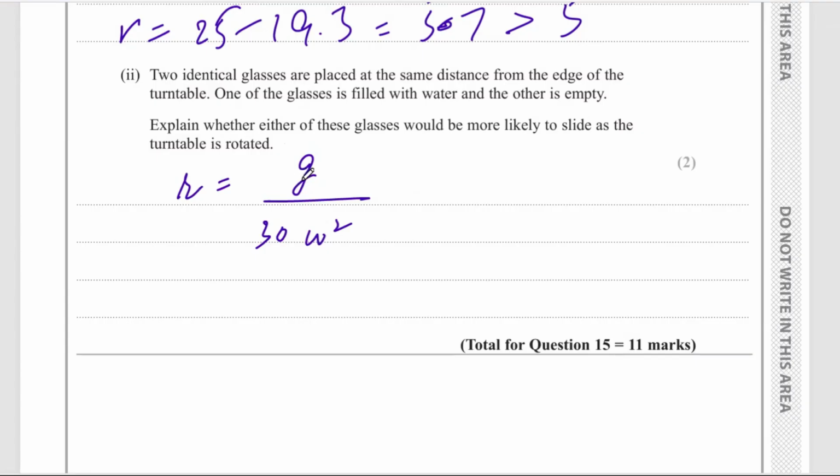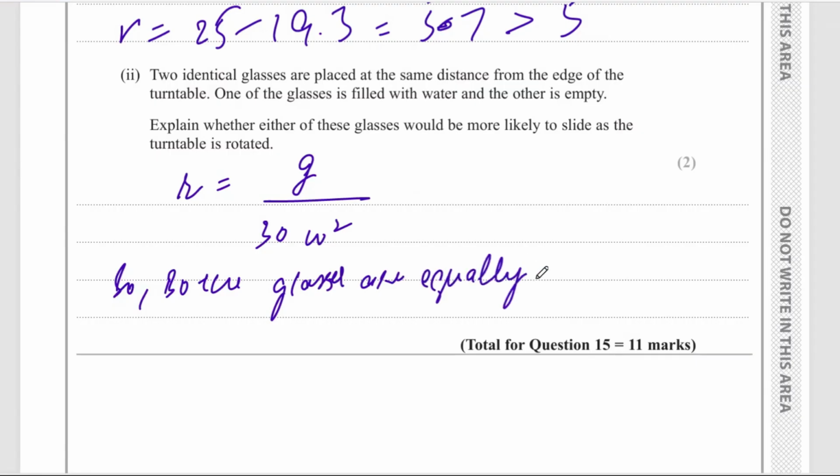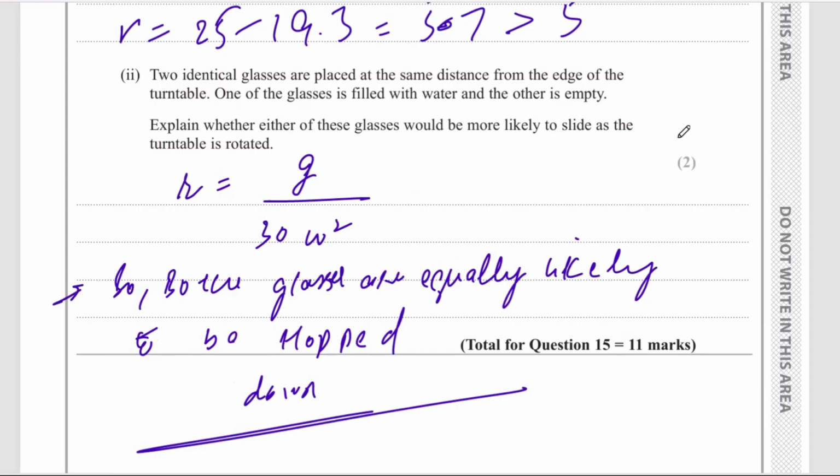No, right? So what does that mean? Since the radius is not dependent upon the mass, both the glasses would be equally likely to slide because they're not really affected by the mass. Okay. So both glasses are equally likely to be hopped down. So that is how you're going to talk about this question, right?